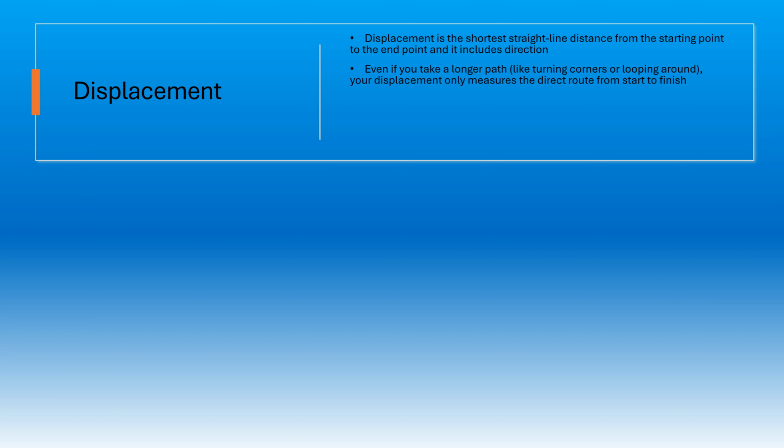Displacement is the shortest straight line distance from the starting point to the end point, and it includes direction. Even if you take a longer path, like turning corners or looping around, your displacement only measures the direct route from start to finish.